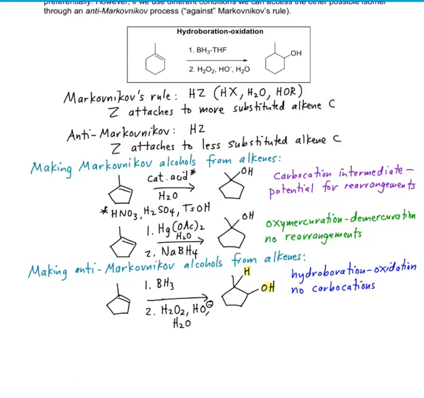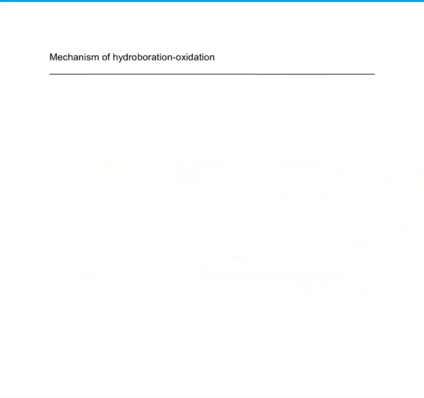Okay, so that's a summary of how we can make alcohols from alkenes. We can either make Markovnikov alcohols or anti-Markovnikov alcohols. So now let's look into the details of how we'd make the anti-Markovnikov alcohol through hydroboration oxidation. Okay, so it's a two-step process, and the first step is hydroboration.